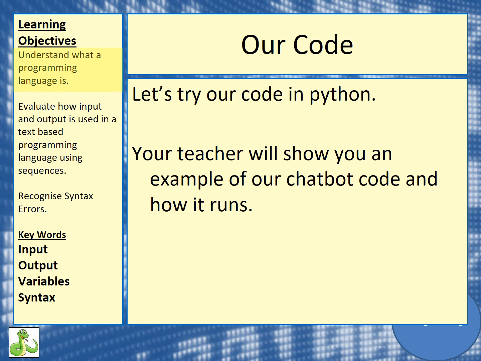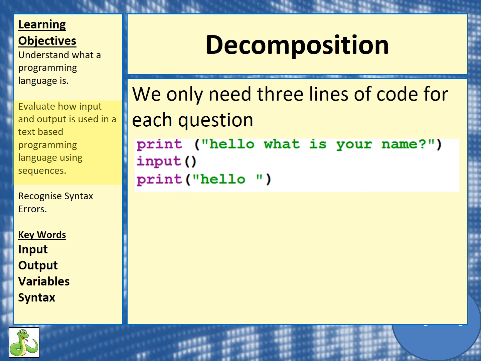So the chatbot you've just tried actually has a lot of code behind it. Let's have a look at that code. Here's the very basic code, and we're going to be building this up over the next couple of lessons. We need 3 lines of code, and we have looked at these before. The print. Remember, print sends something to the screen. The input allows the user to type something. So if we use these 3 lines of code, we can put something on the screen.